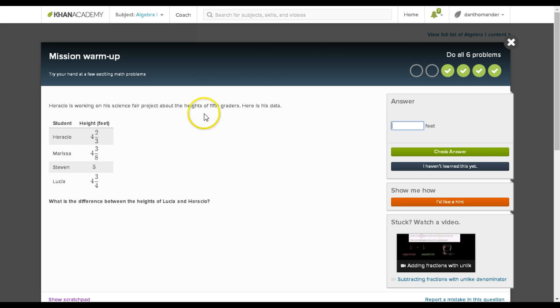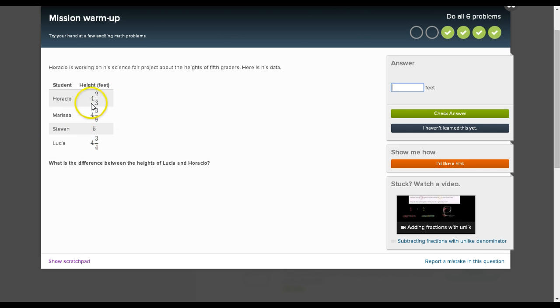Horacio is working on his science fair project about the heights of 5th graders. Here is his data. Horatio is 4 2/3 feet, Marissa's 4 3/8, Stephen is 5, and Lucia is 4 3/4. So what is the difference between the heights of Lucia and Horatio?